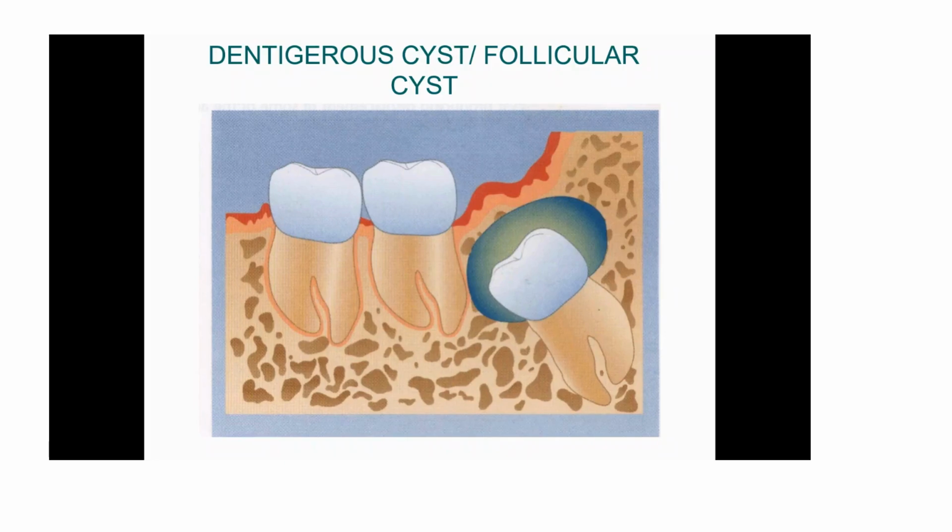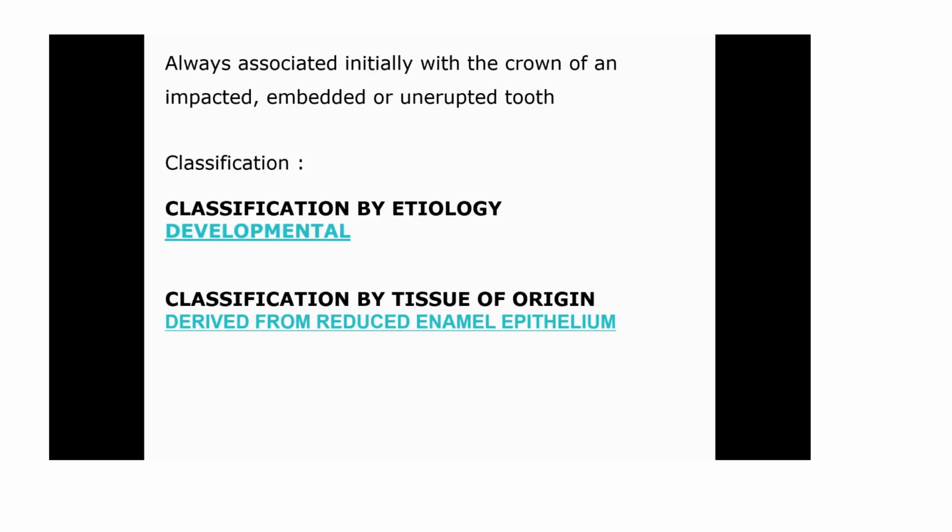Now, in my previous lecture, I had explained where all these cysts are located and how we identify them on a radiograph. In this lecture, we will be studying dentigerous cyst in detail. This is a picture showing you the dentigerous cyst. You can see that this is associated with an impacted tooth. Always, dentigerous cyst is associated initially with the crown of an impacted, embedded, or unerupted tooth.